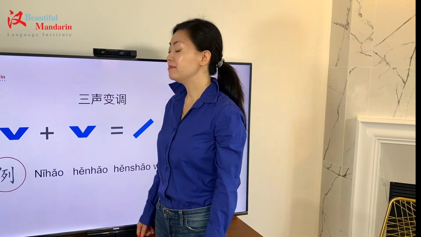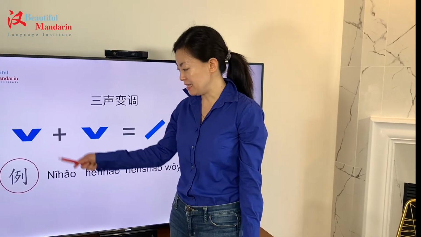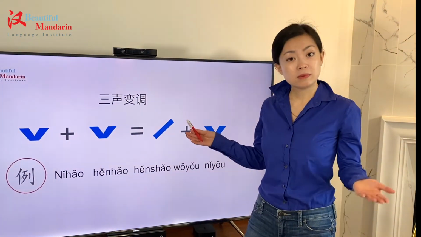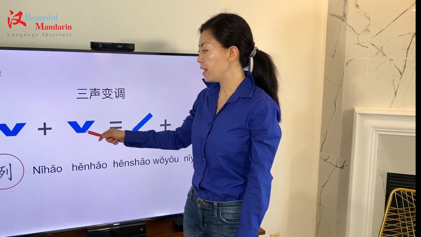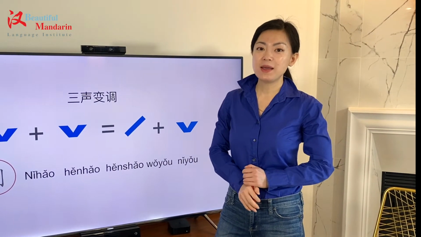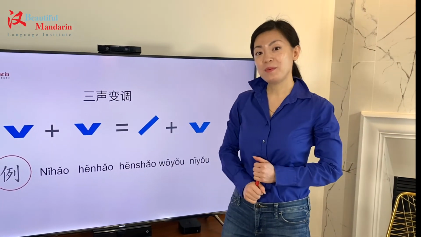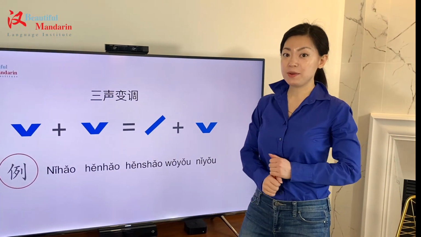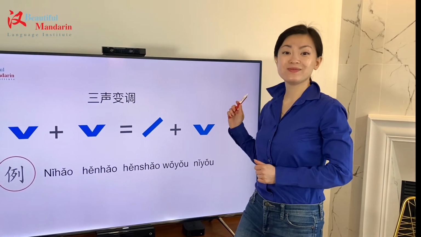Yes, actually, I didn't really pronounce them as Ni hao. What I'm saying is Ni hao. I changed the tone. Why? Because third tone plus third tone is difficult to pronounce. That's why we have a rule in the Chinese language. When third tone meets third tone, we change the first third tone to be a second tone. That's why you are hearing what I say is Ni hao.